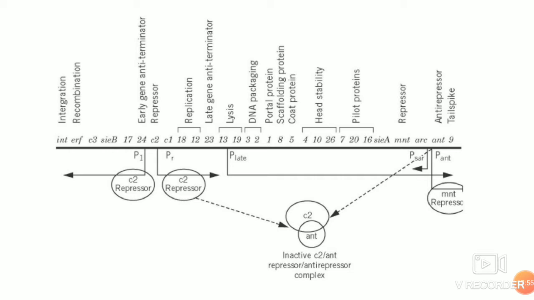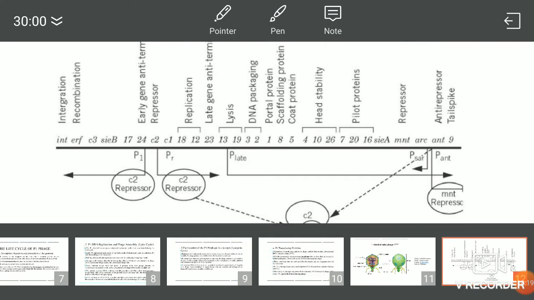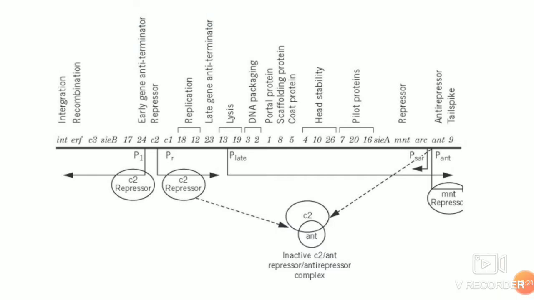So this is the way genes are arranged on the double-stranded DNA genome of the P22 phage. You can see the initial part is INT, that is integration, and ERF, a recombination-important protein. In the INT region there is also an excision mRNA, which is not mentioned here. The repressors are C1, C2, and C3. C1 and C3 are very important regulators that help in more expression of C2.